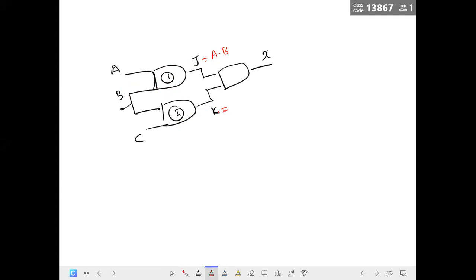Boolean expression for the output. Output is K, output of this second AND gate. What are the inputs? B and C. Yes. Thank you, Fernando and Nisma. B, C. Right. Here, B and C, because these are the inputs. Right. Now tell me what is the final output. How can you write the Boolean expression of this final output X?